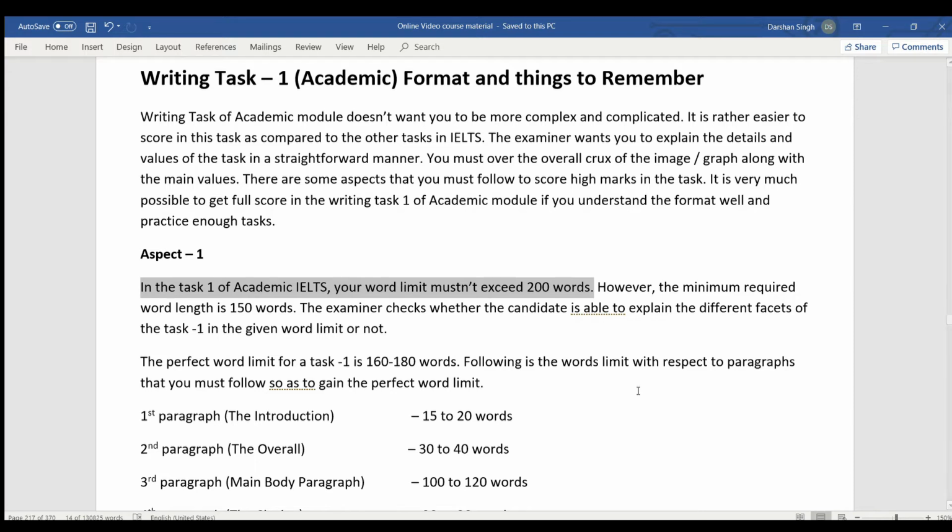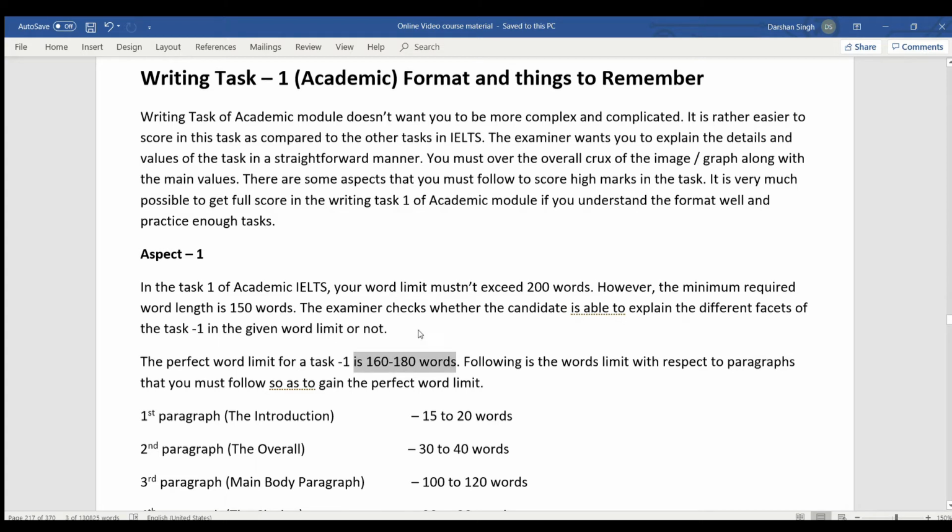Your maximum time limit is 20 to 25 minutes. Although you get 1 hour to complete both the tasks, you must not spend more than 20-25 minutes on task 1, and you mustn't exceed the word limit of 200 words. So what is the perfect word limit? Around 170, 180, 190 is the perfect word limit for task 1.